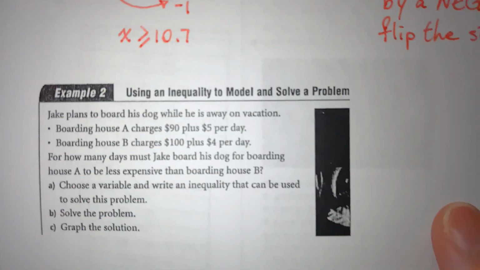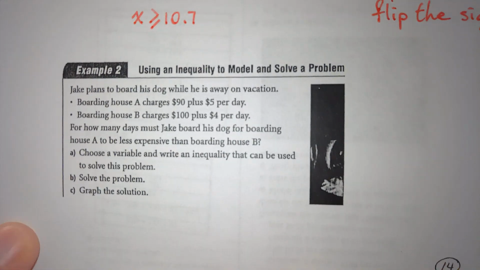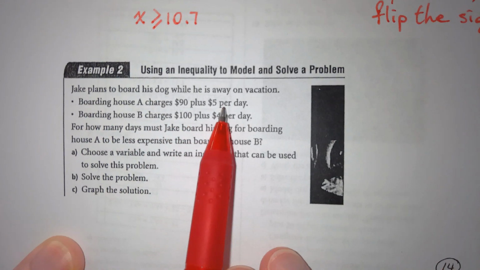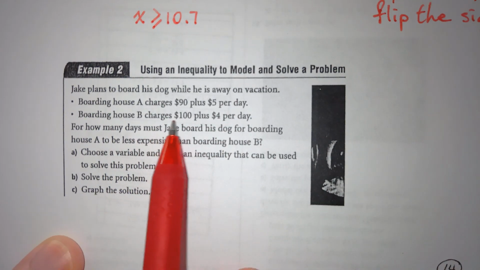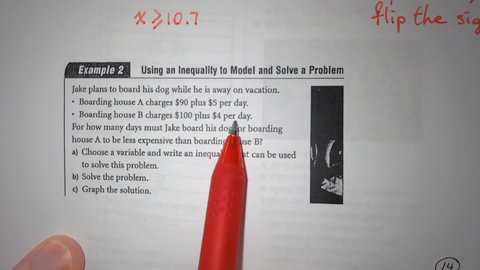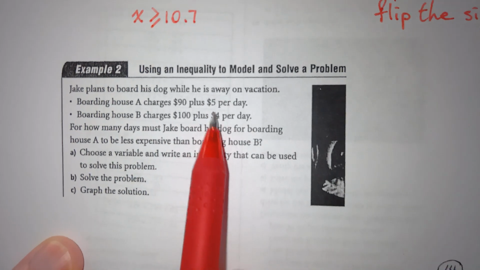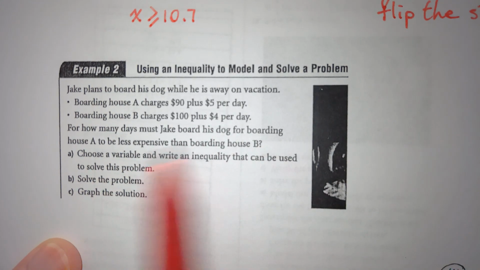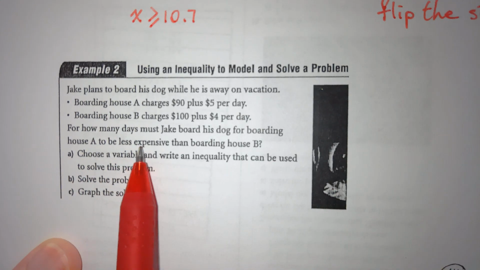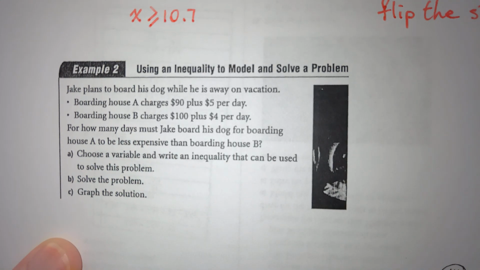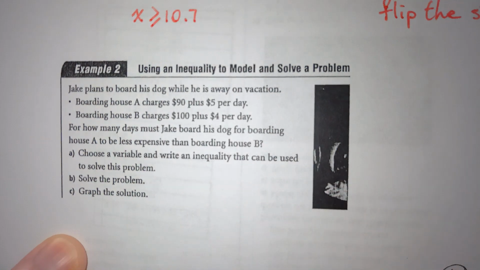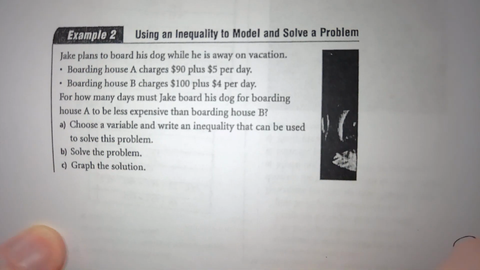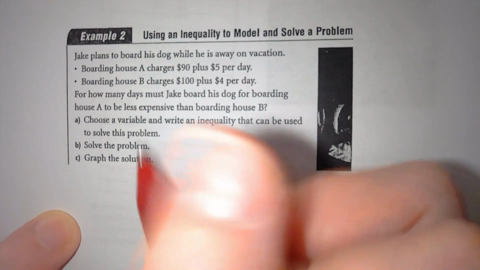Okay. So let's try example 2. Using an inequality to solve the problem. Boarding house A charges $90 plus $5 per day. Boarding house B charges $100 and $4 per day. So again, just like what we did at the beginning of class with the y equals mx plus b form. Jake wants to know, when will house A be less expensive than house B? Okay, so how do I write my equation? Who wants to try giving me the equation? Betsy, why don't you try it for A?